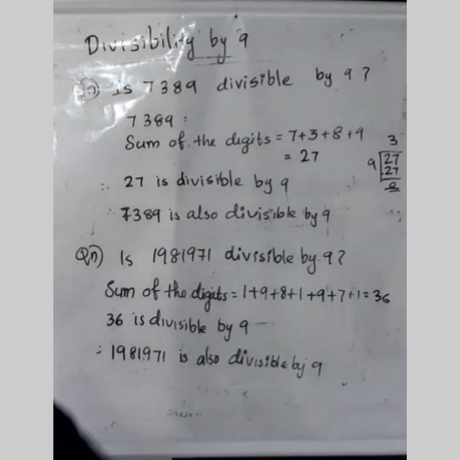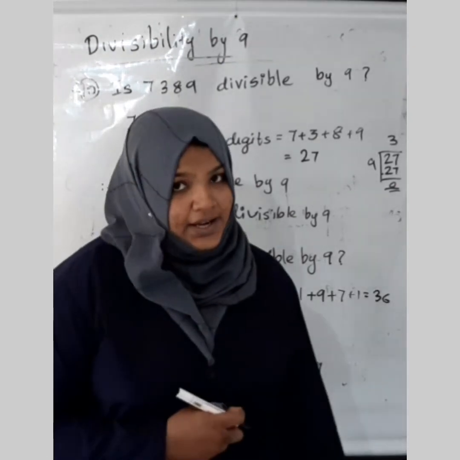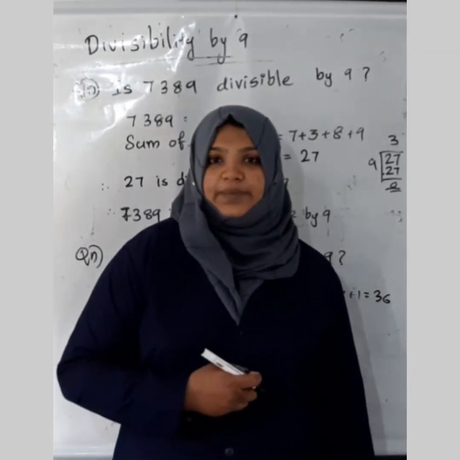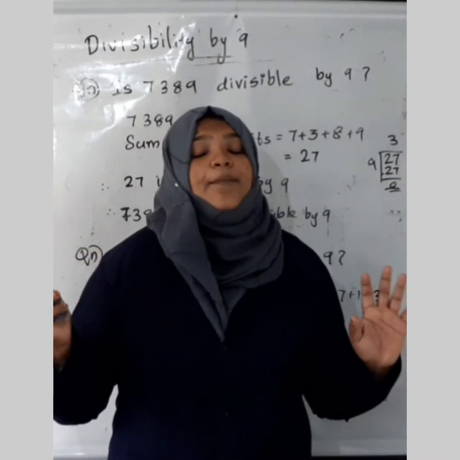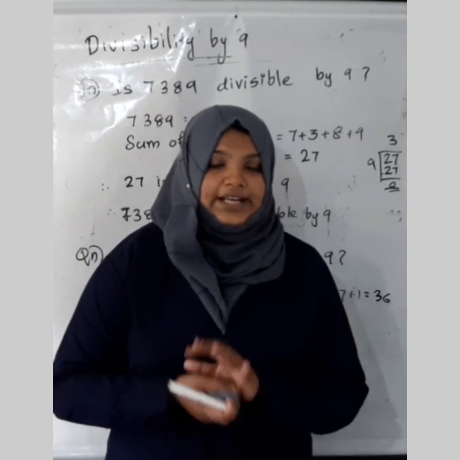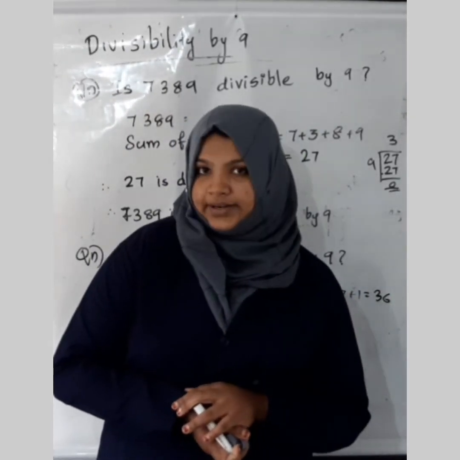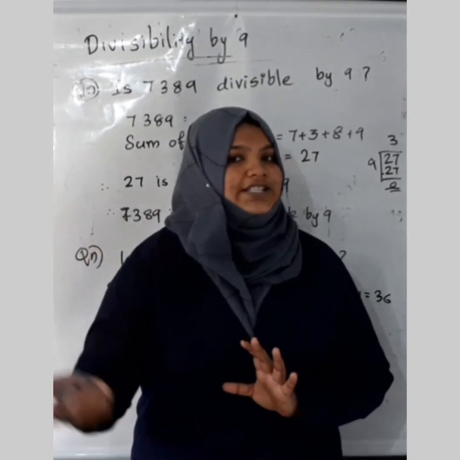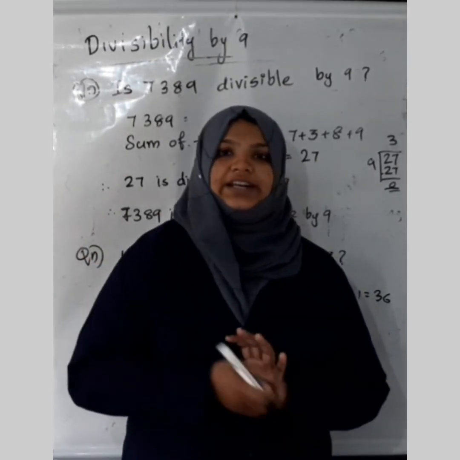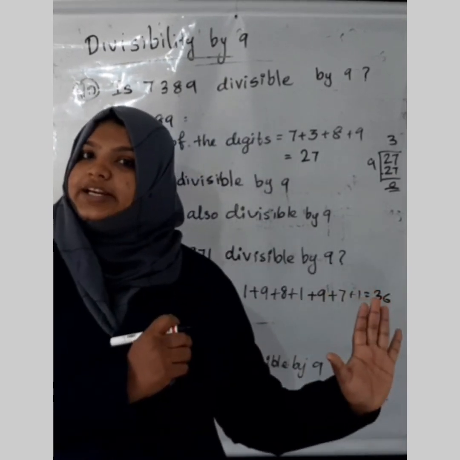Isn't it? So this is how we have to find the divisibility test by 9. So what is the test for divisibility by 9? If the sum of the digits of the given number is divisible by 9, then the given number will also be divisible by 9. Isn't it? Now we are going to discuss the divisibility by 10. So it is an easy concept as we have discussed the divisibility test by 5.